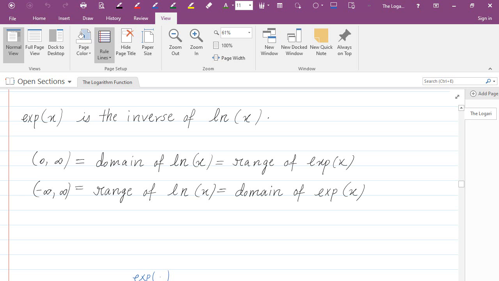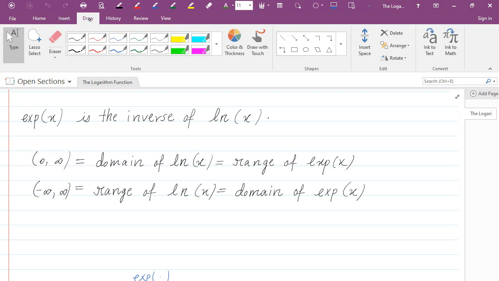Because exp of x is the inverse, the domain of the exponential function is the same as the range of the natural log function, which is the entire set of real numbers, and the range of the exponential function would be the domain of the log function, which is from 0 to infinity.